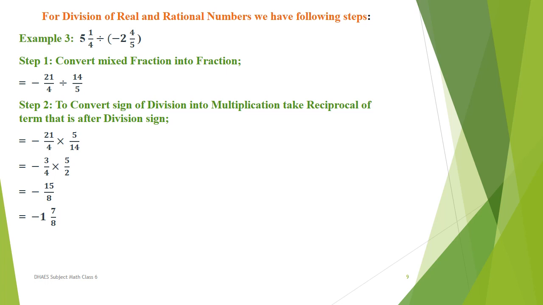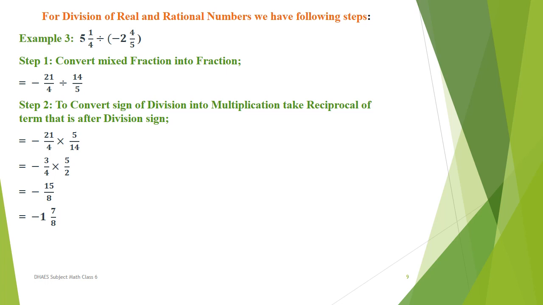Now 14 and 21 both are divisible in the same table. 7 multiplied by 2, 14, and 7 multiplied by 3, 21. So we write there minus 3 by 4 multiply 5 by 2. Now no one is divisible by any same table, so we multiply numerator terms, and then we get minus 15 over 8. That is your answer.